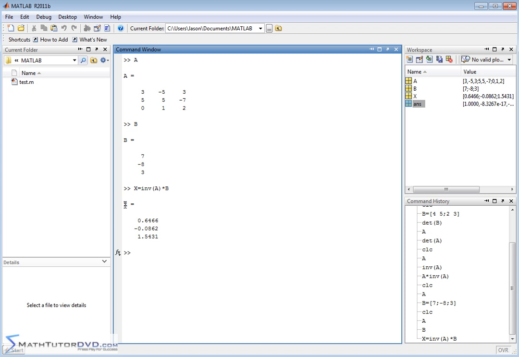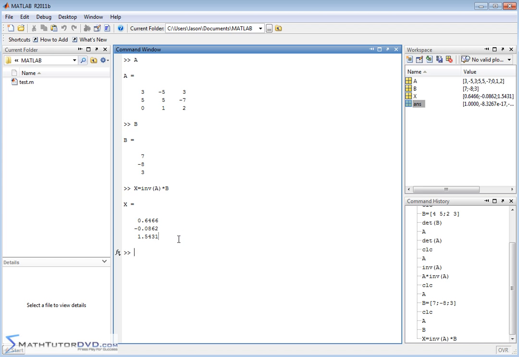And x is a capital X. Notice there's 3 values in here. The top one is for x, the middle one is for y, the last one is for z. So then these are the answers. X is equal to 0.6466, y is equal to negative 0.0862, z is equal to 1.5431. And those are the answers.